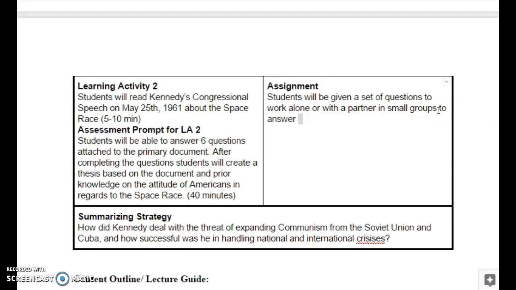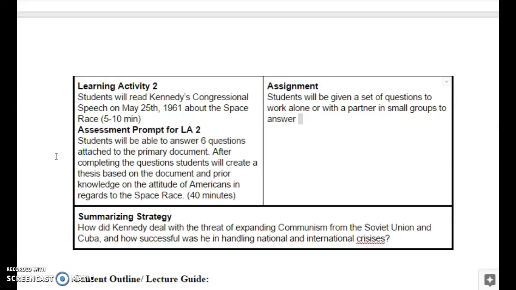And then lastly, at the end of class, when we finished the lecture, the reading, the questions and writing the thesis, any leftover time will be based on this question. It'll be like, how did Kennedy deal with the threat of expanding communism from the Soviet Union and Cuba, and how successful was he in handling national and international crises?